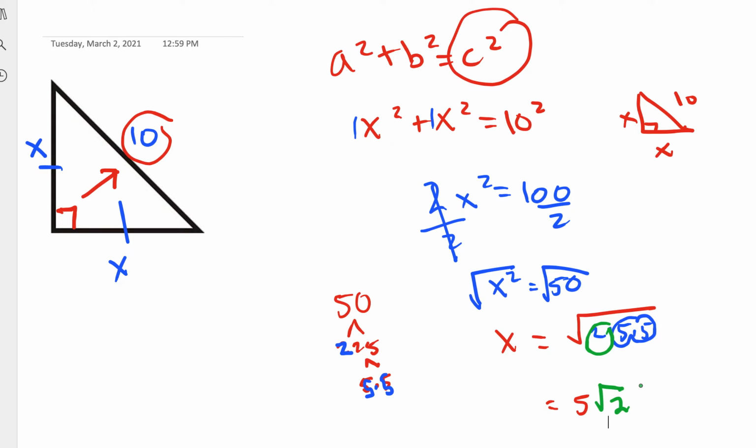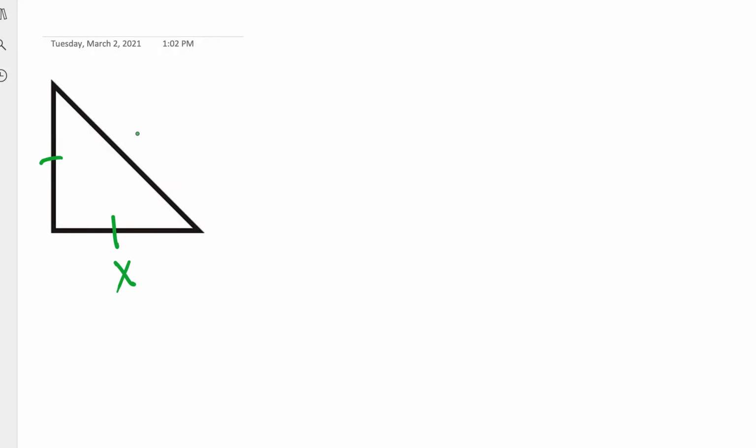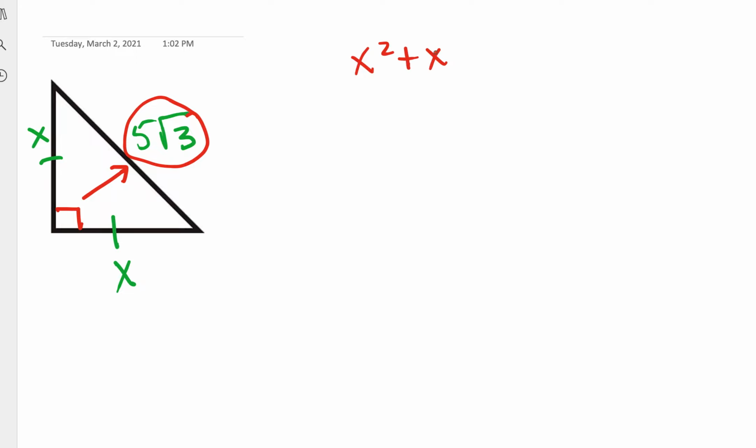So let's try one more. Let's try one with both of those situations. So again, since this side is x, the other side we know would be x as well, because both sides are always the same in a 45, 45, 90. Across from the 90 would be our hypotenuse. So x squared plus x squared equals 5 radical 3 squared.